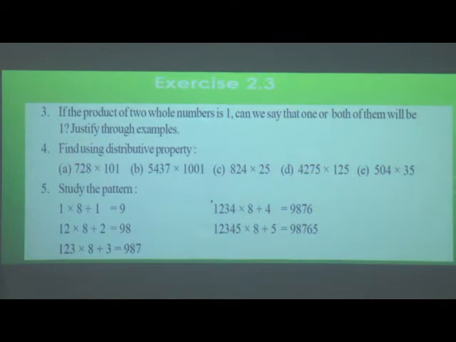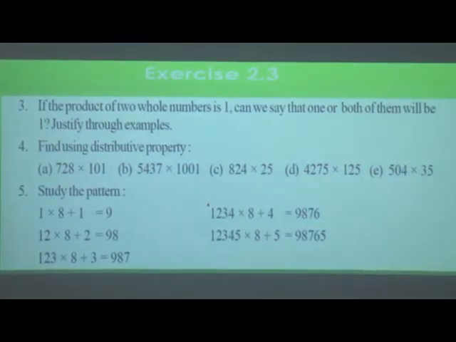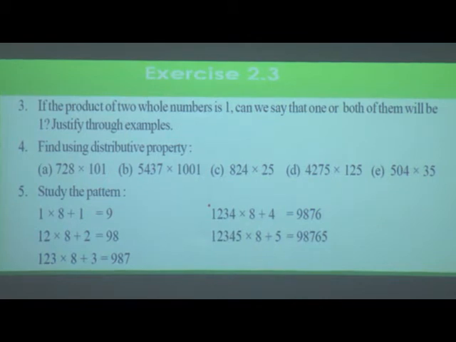Okay. Now let us solve a few examples from exercise 2.3. See students, the first question: if the product of two whole numbers is 1, can we say that one or both of them will be 1? Justify through examples. Now see what is asked in the question. It is asked whether the product of two whole numbers is 1. So we have to see whole numbers first.